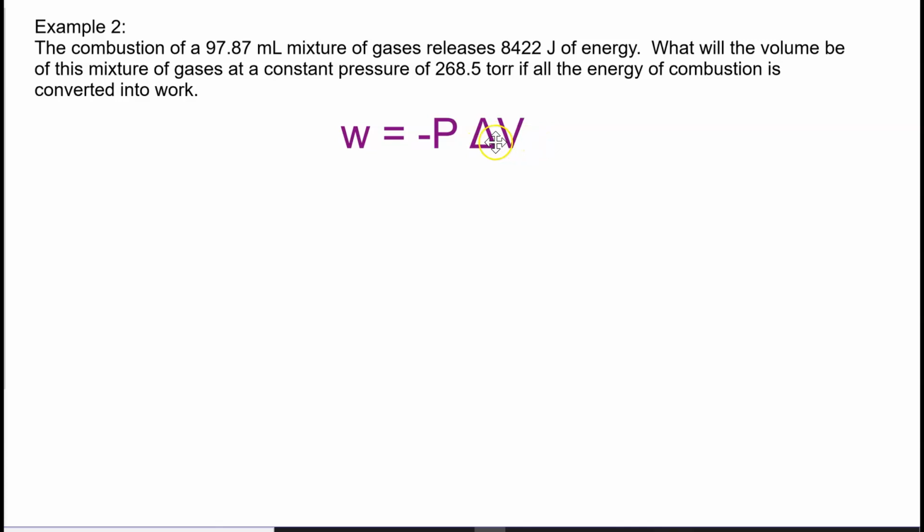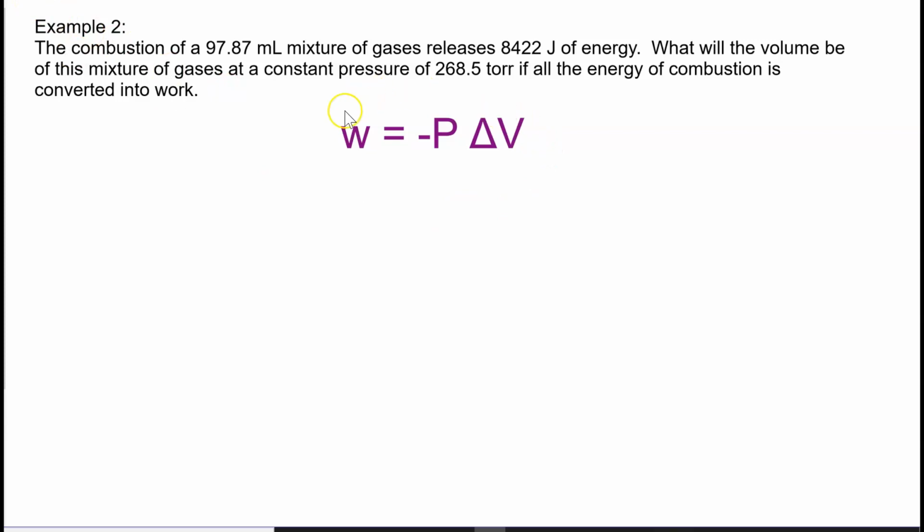Remember that triangle V, or anything triangle, in this unit means final minus initial. How do you know to use this formula? You know it because you have the word volume in here and you're looking for work, right? That's the only formula we have that has work and volume in it. So that's how we know this.